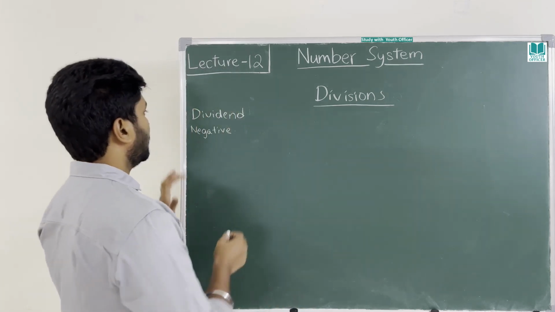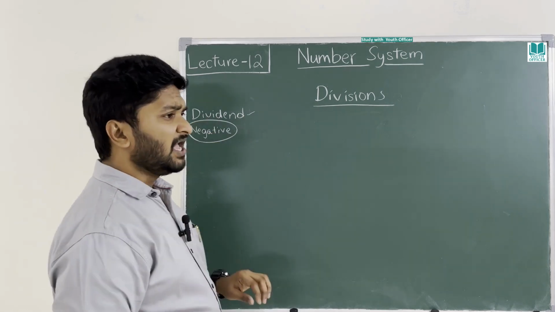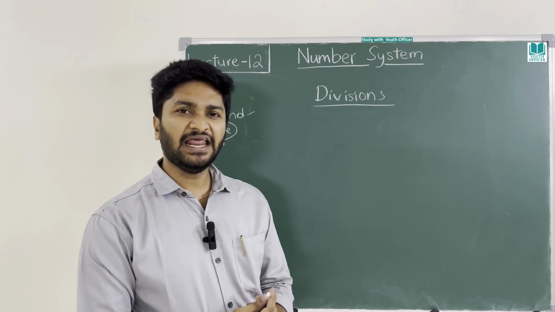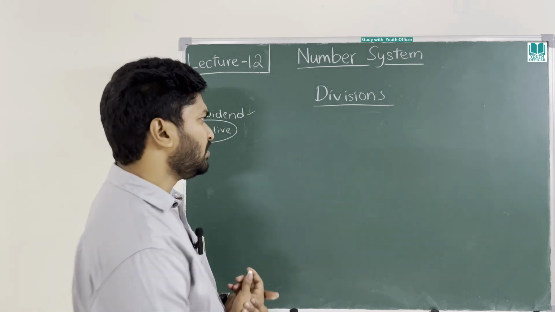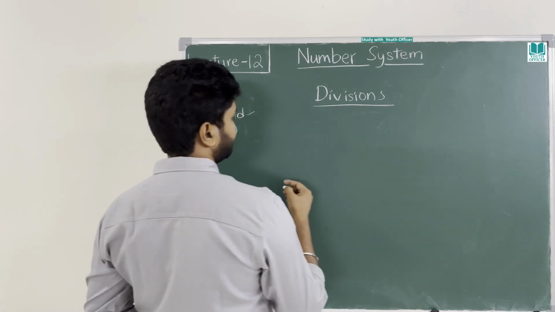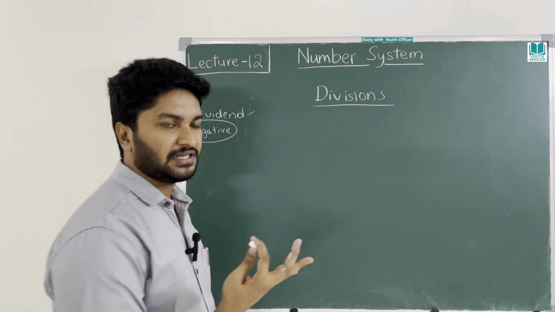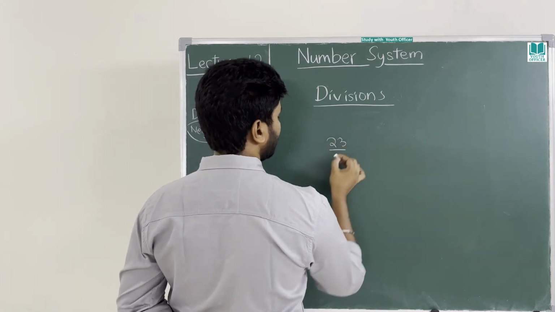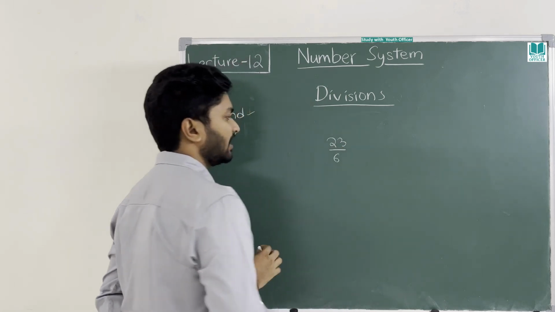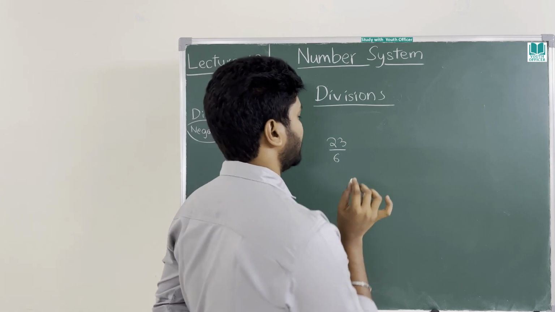Okay. Now we have completed the dividend. Now remainders. You have seen positive remainders. Can a remainder be negative? Think about it. How can a remainder be negative? Give me an example. I'll take 23 by 6. What is the remainder of this? We will see.